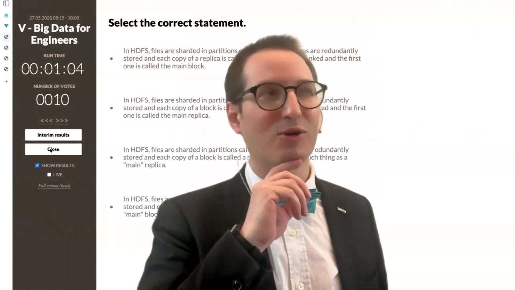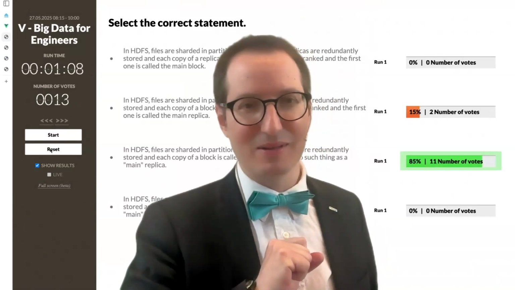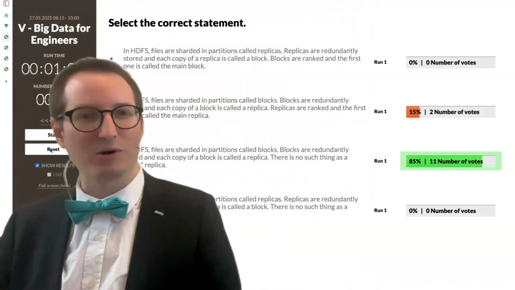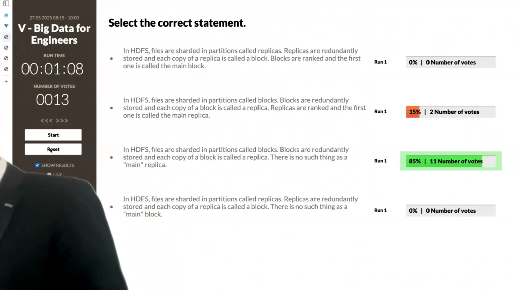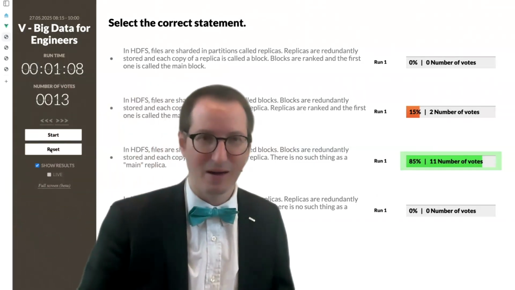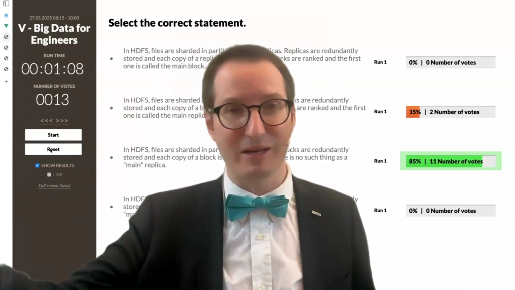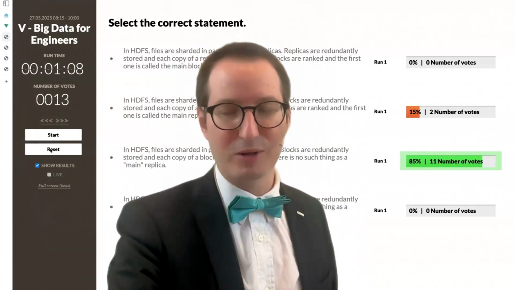And the correct answer is this one. Sharded in blocks. Blocks are redundantly stored, and each copy is called a replica, and there is no such thing as a main replica, right? We just have 3 replicas, even though there is an order when you save them, right? The first one is on the same machine, but then you don't remember which one was the first, right?